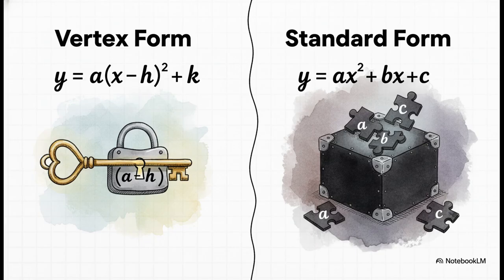And another thing, please do not get this mixed up with standard form, ax squared plus bx plus c. They are two totally different ways of looking at the same thing. Vertex form has that dead giveaway, the parentheses being squared. You can't just pick the vertex out of standard form the same way, so keep them separate in your mind.